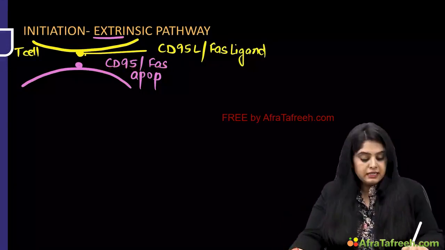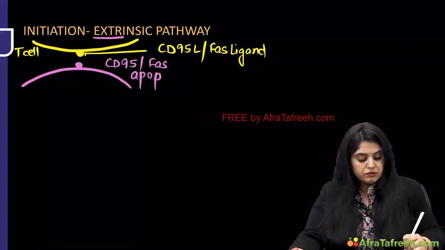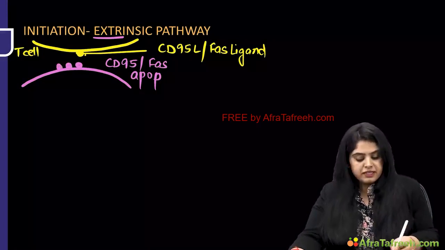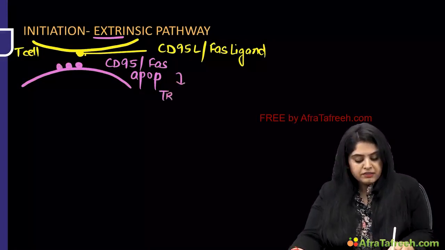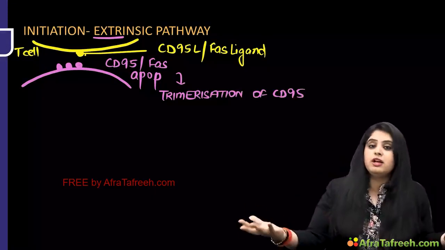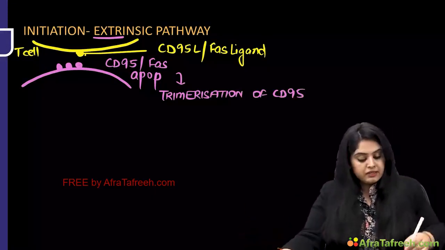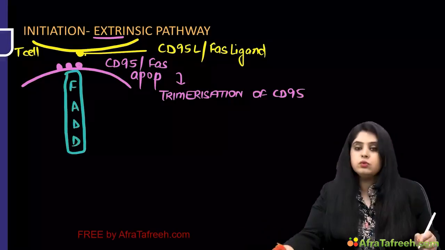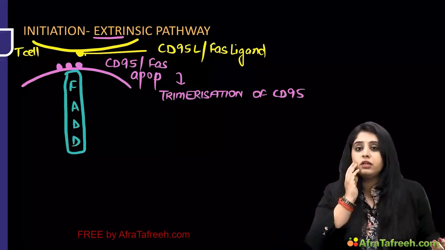When they combine, 2 more molecules of CD95 will come. So now how many molecules of CD95 are there? There is going to be trimerization. There is a trimerization of CD95 that is going to occur. And as soon as they become a trio, they feel, oh, we have become so powerful. Let us get another very powerful molecule. They get something called FAD. Now they are going to attract a very big powerful molecule called FAD.